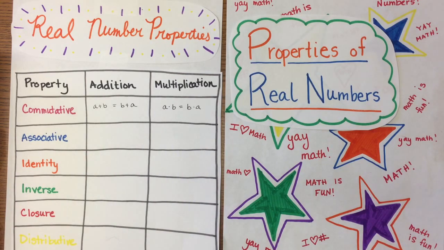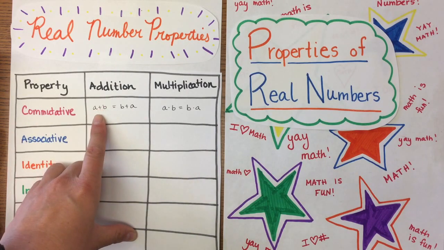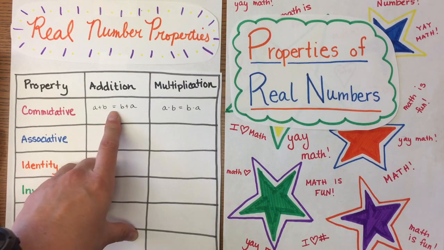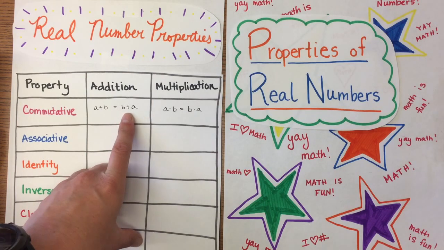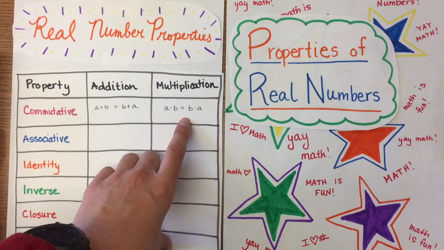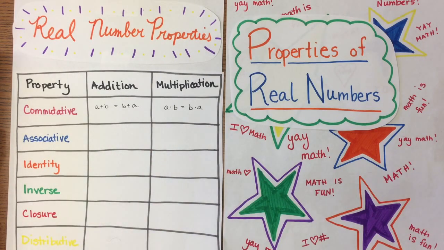To commute is to drive. The morning commute is when people get in their cars and they drive to work. So they are physically moving, which means our numbers are going to physically move places. So A plus B, A and B are going to move and switch places and become B plus A. Same thing is true in multiplication. To commute is to travel. So we are traveling with the commutative property.